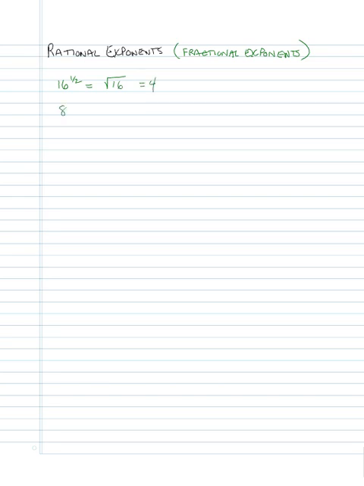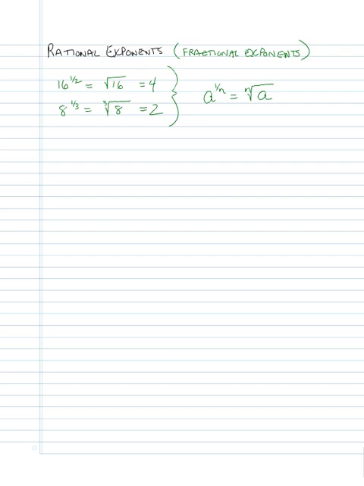Or we might be faced with something like 8 to the power 1/3. And if you recall, that means the cube root of 8. And of course, the cube root of 8 is 2. And so as a reminder, what the rule really says is if we have a to a power that is 1 over n, that means that's the same thing as the nth root of a. That's really what I've applied over here.